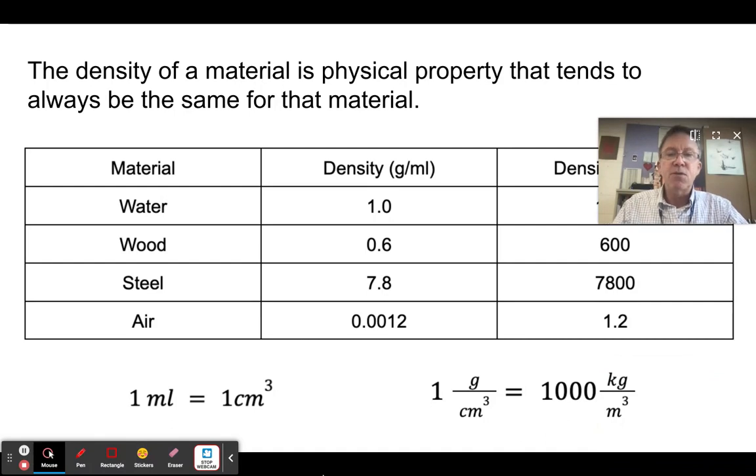Now, it's also worth noting that 1 milliliter is equal to a cubic centimeter. So when we say milliliters, we often are thinking in terms of cubic centimeters.